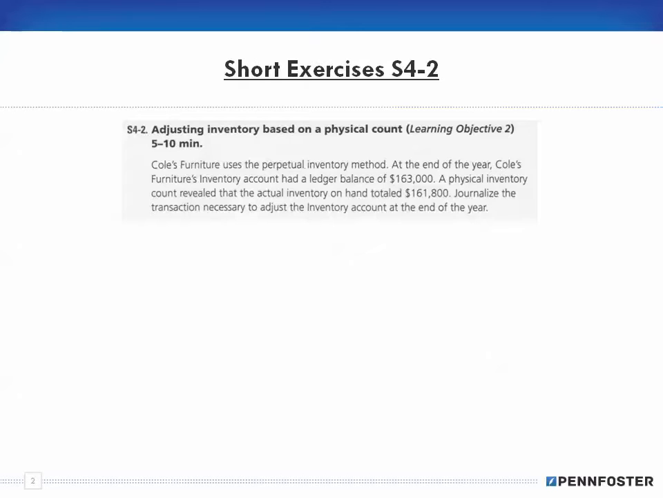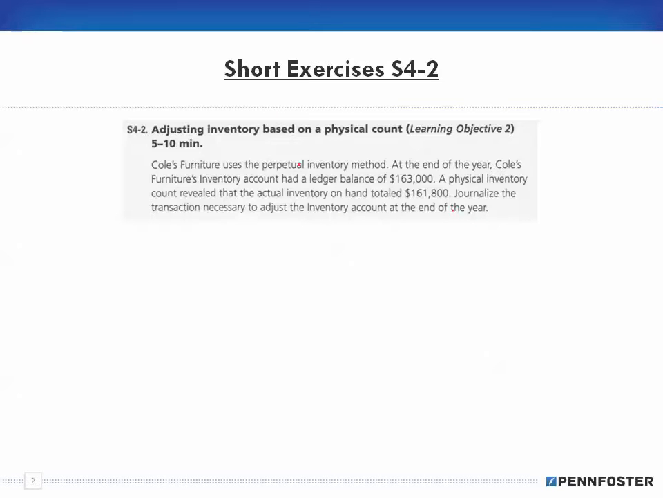Okay, so let's get my pen. It says here, adjusting inventory based upon physical count. Kohl's Furniture uses the perpetual inventory method. At the end of the year, Kohl's Furniture inventory had a ledger balance of $163,000. A physical inventory count revealed that the actual inventory on hand totaled $161,800. Journalize the transaction necessary to adjust the inventory account at the end of the year.